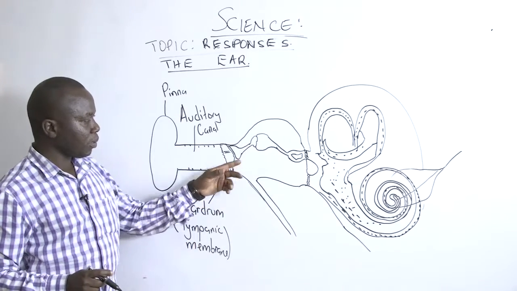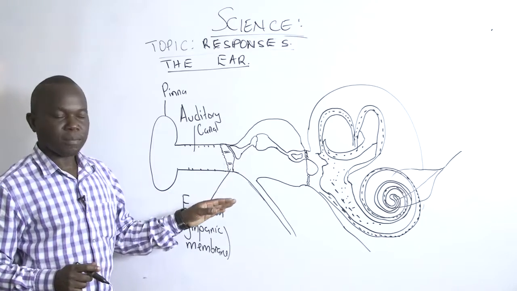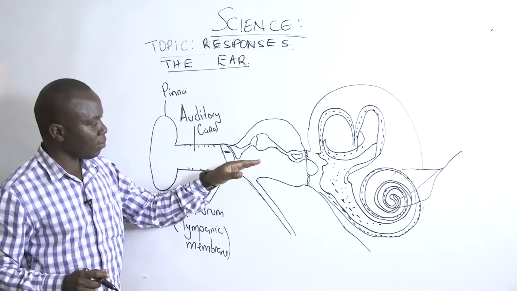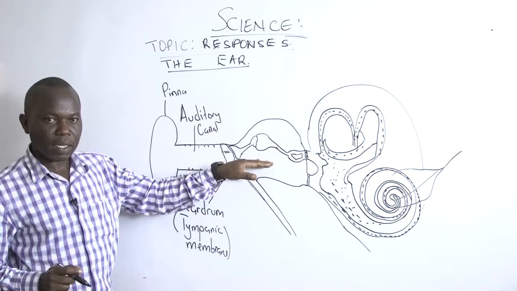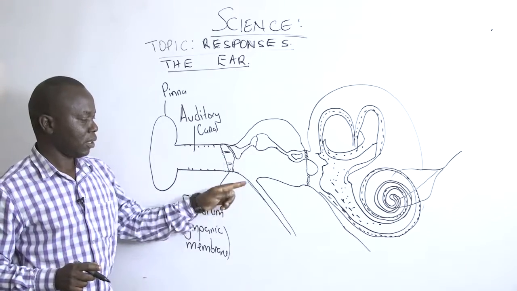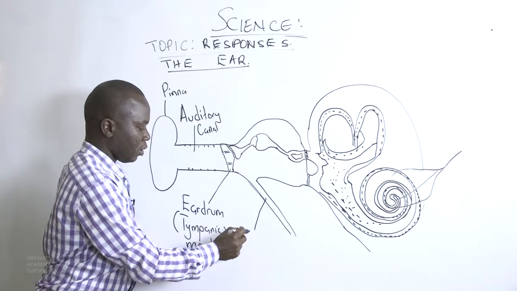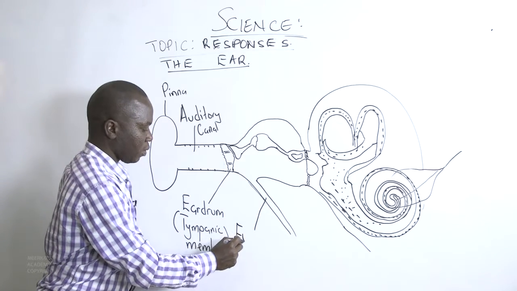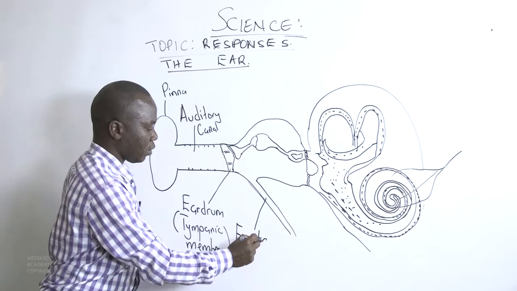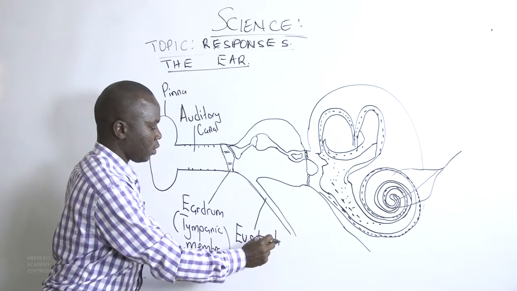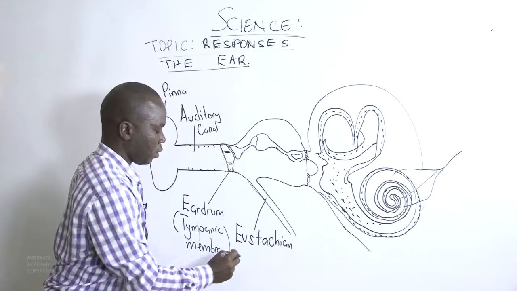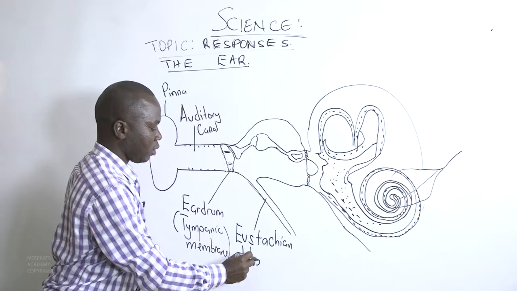Then there's a tube that comes from the middle ear to the pharynx. This tube is called the Eustachian tube.